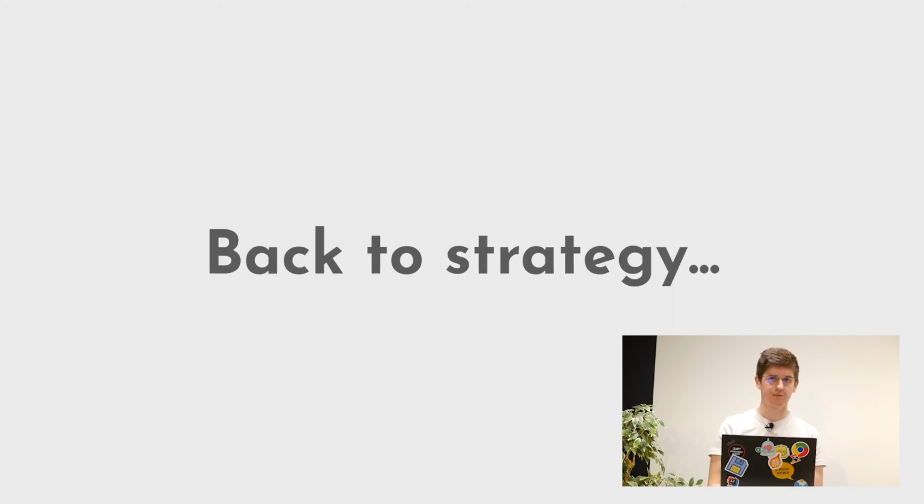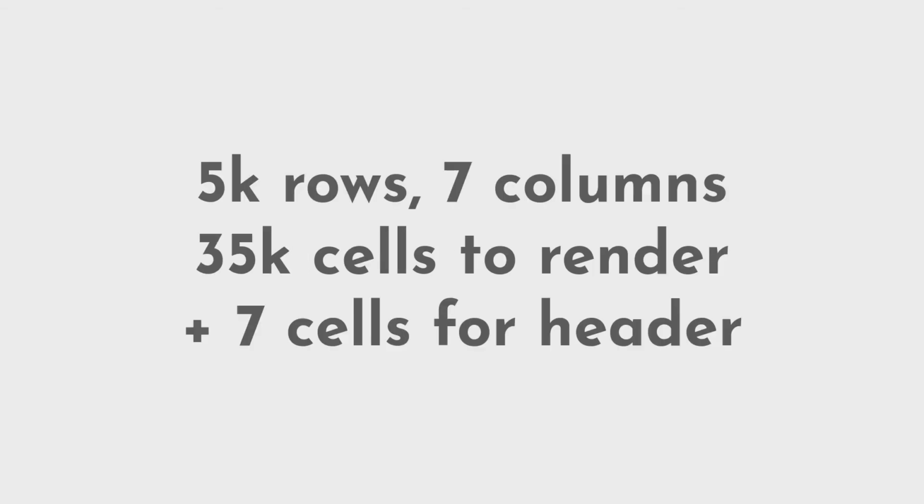Let's go back to strategy. As I said, it's really important to find your own way of working with performance. My way is that I'm always trying to cut the slowest part of my app, and for now it's working for me really well. So the main problem with our app is that we have 35,000 cells to render, and most of them are not visible to the user because we have scroll. So we should reduce this number of cells.